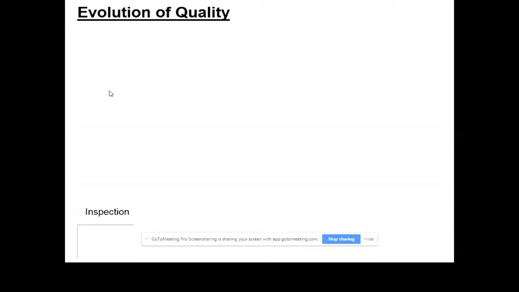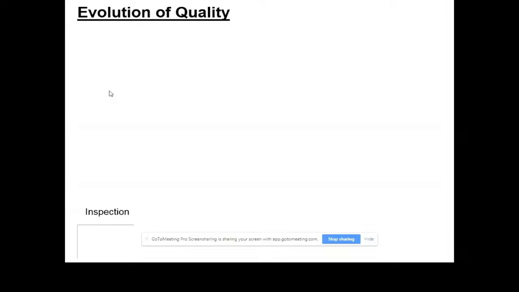People started realizing that they need to start worrying about the process as well. Inspection cannot be done for everything. So how do we know that whatever we are producing is the right quality product or right quality artifact or not?